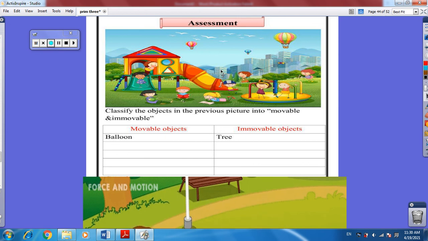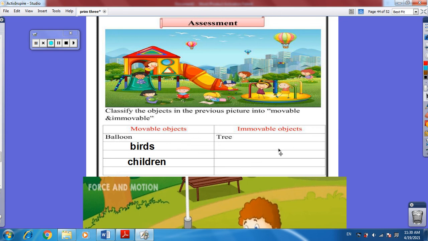I hear my students say, yes, Alia, you can answer. Movable objects in this picture are like the balloon and the birds. There are birds in this picture. Also, Ahmed, we see in the picture children. Super. The children in this picture can move, they are movable objects. And I also need other examples in these two spaces, okay? And send it on Edmodo.